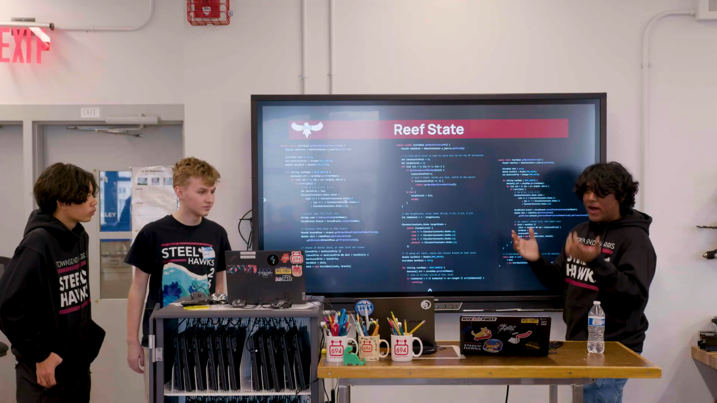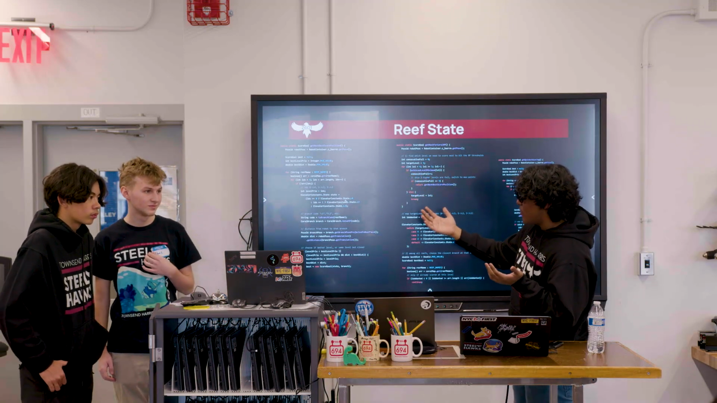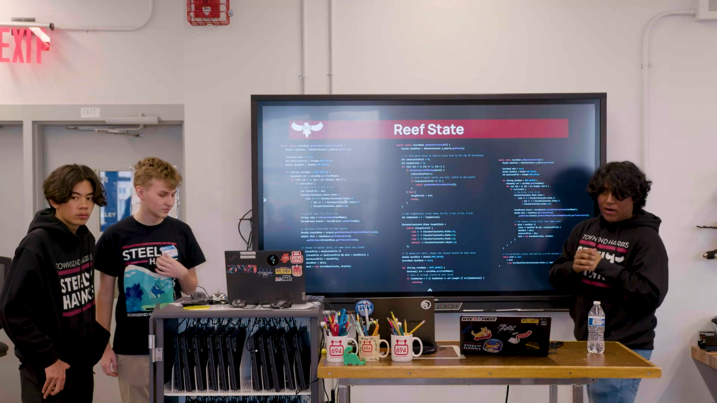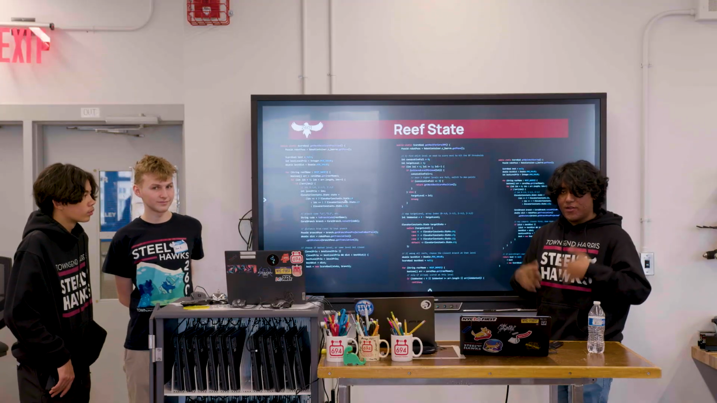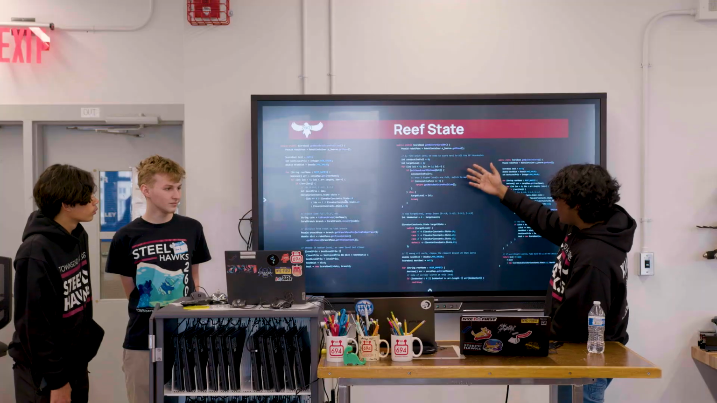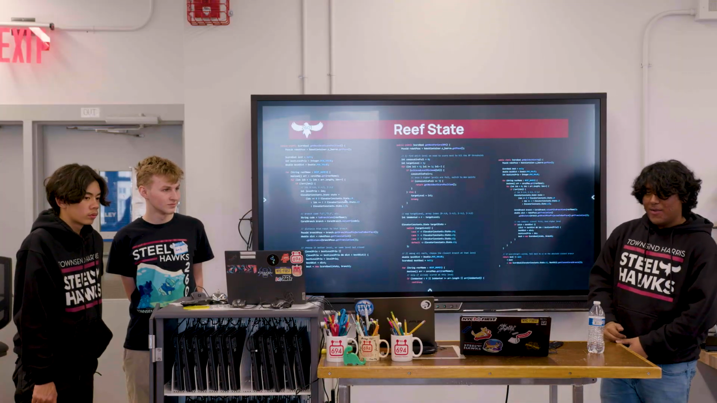So when we align, this side is get best score position. It just gives you whichever part of the branch is free. If a branch is free, it'll just auto align there. Your second one is get next with coral RP. This one prioritizes, I think we're out of time.